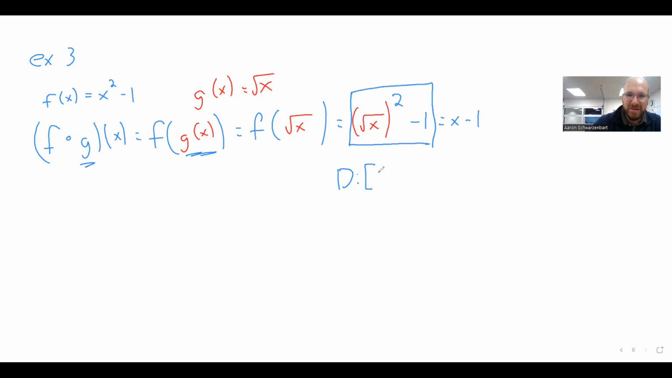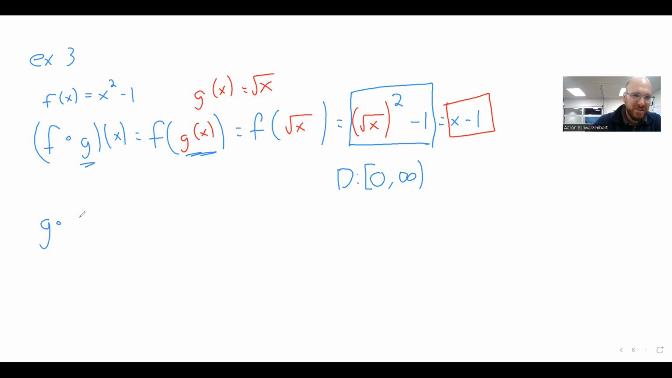I've got a square root. I can't have the square root of a negative number, but I can include 0, so its domain goes 0 to infinity. The answer should not look like the unsimplified version. The answer should look like x minus 1, but I need that unsimplified version for the domain.